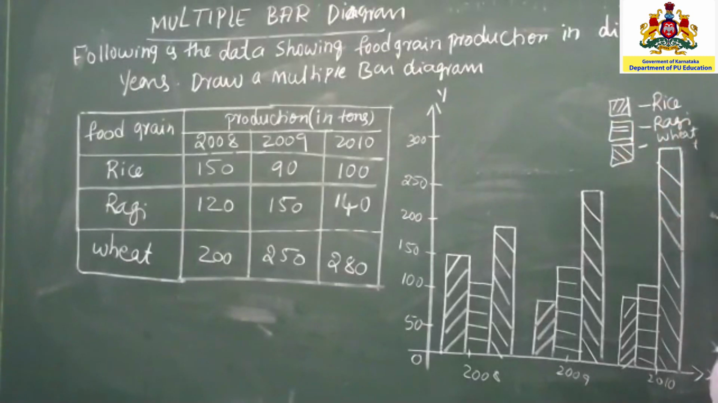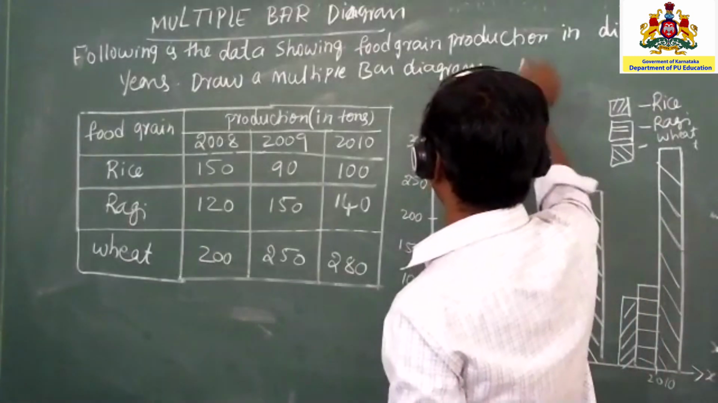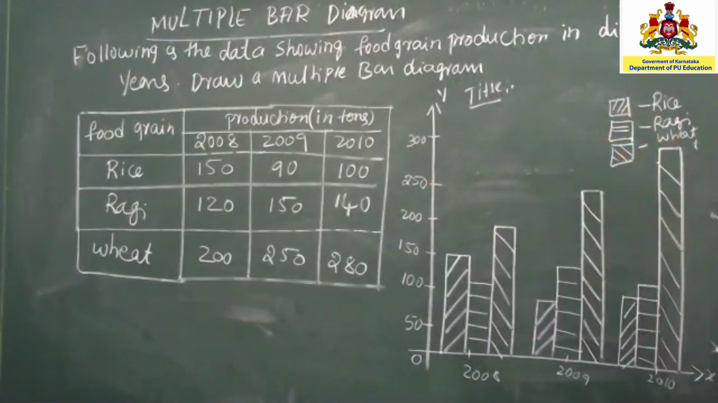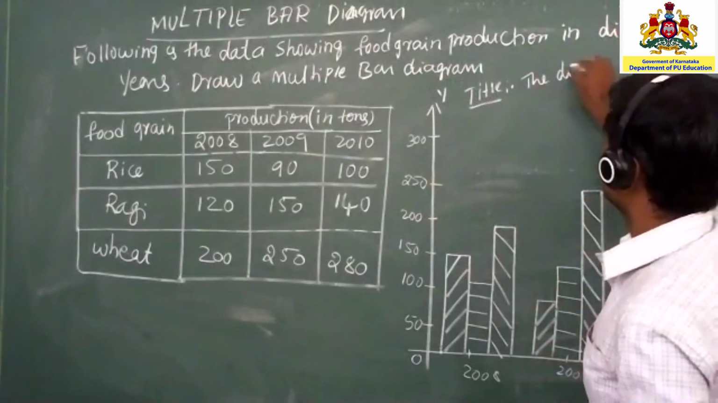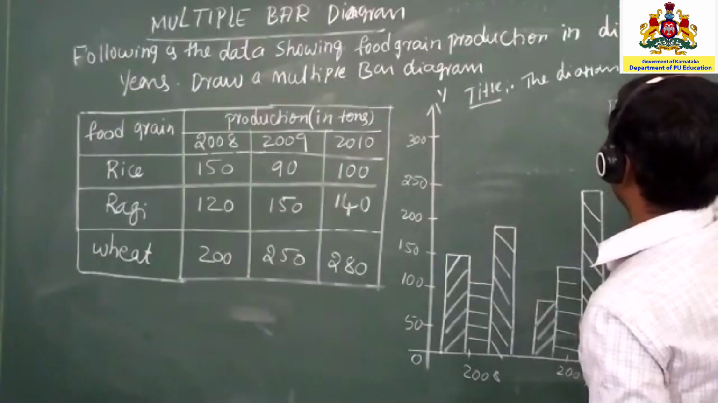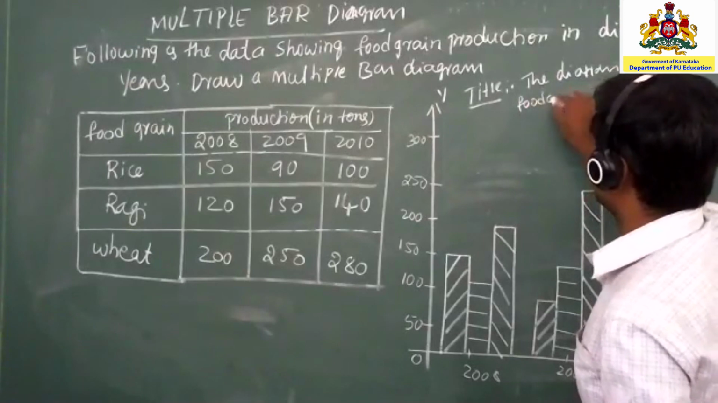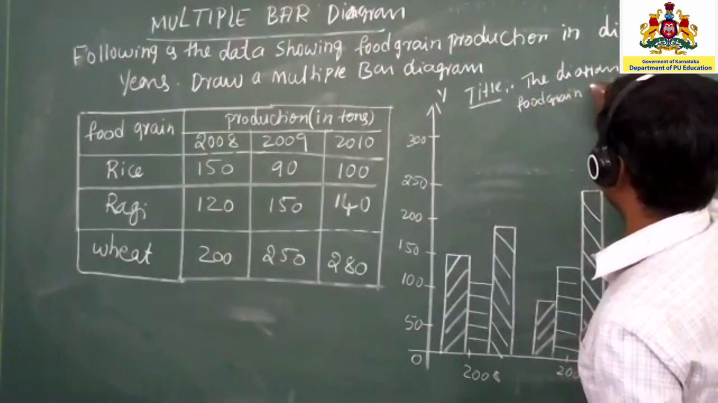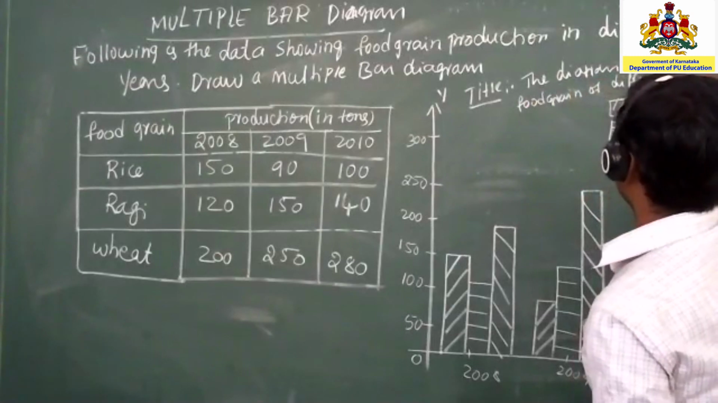And similarly the title. The title is: the diagram represents food grain of different years.